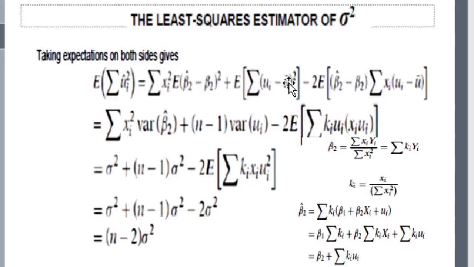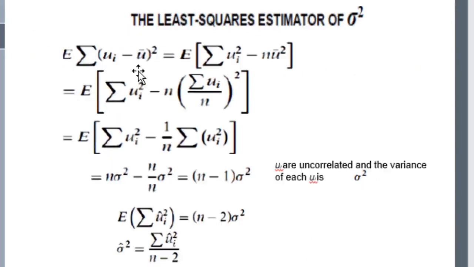Now we want to prove this, we want to get the solution to this one. Then the remaining portion is the expected value of beta 2 cap minus beta 2 into sigma of xi into (ui minus u bar). Then this will give minus 2 into sigma, where beta 2 cap minus beta 2 can be written as sigma ki ui, xi into ui. Xi (ui minus u bar) is xi ui. It is given here. We will derive the value for this one, that is, the expected value of sigma (ui minus u bar) the whole square.